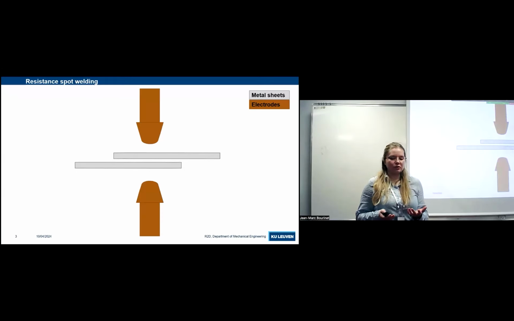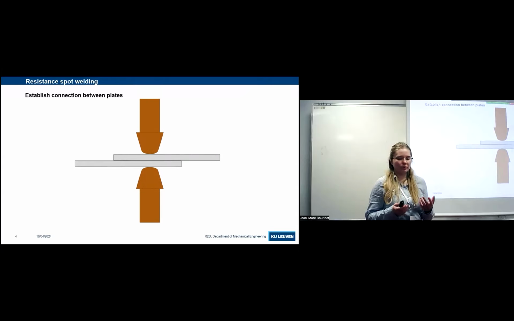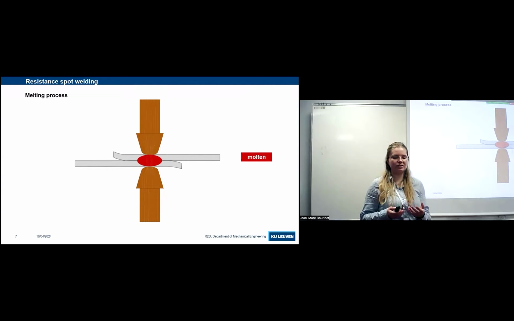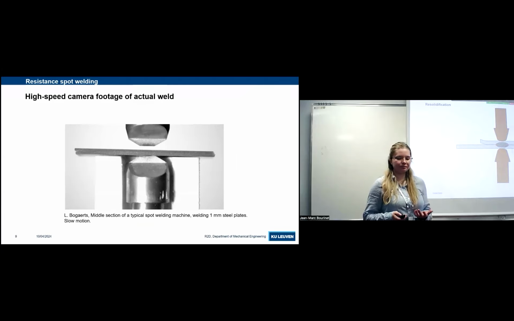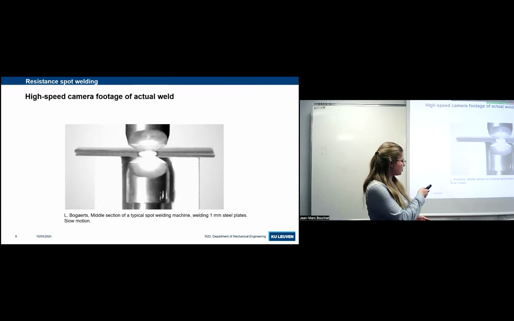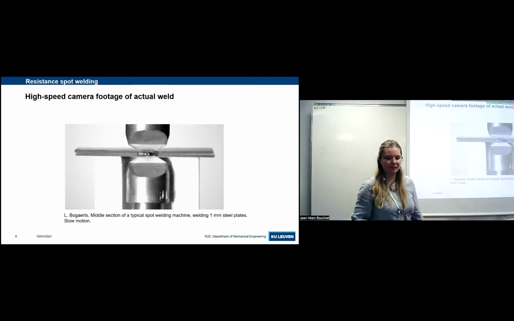There exist two electrodes which are pressing onto both plates together strongly. Through those plates, you then send a high current for a very short amount of time. This is then melting the metal plates at the contact point. After cooling down, the two plates are joined together, forming the welding nugget. In reality and slow motion, it looks a little bit like this.